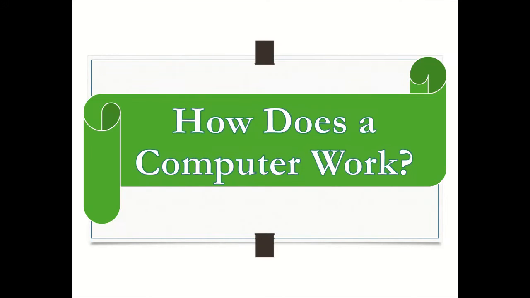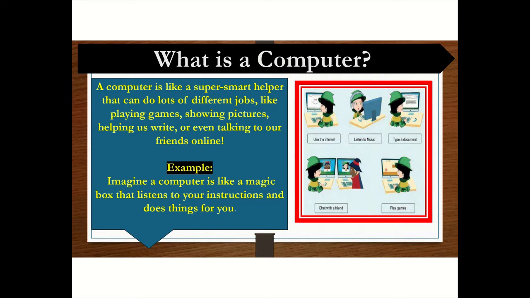How does a computer work? What is a computer? A computer is like a super smart helper that can do lots of different jobs, like playing games, showing pictures, helping us write, or even talking to our friends online. Example: imagine a computer is like a magic box that listens to your instructions and does things for you.